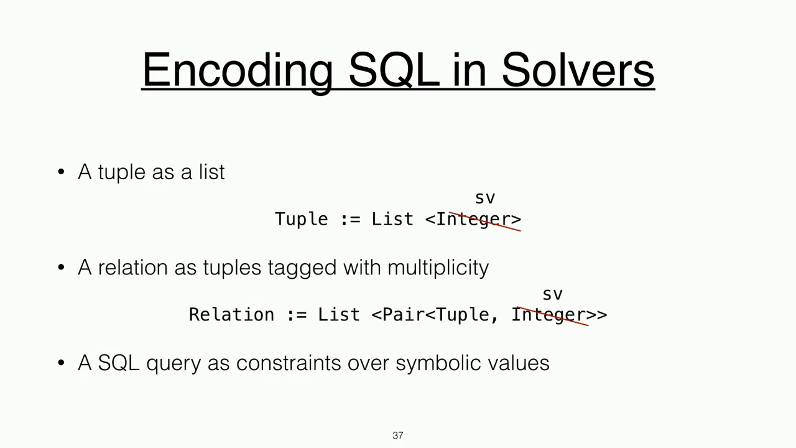And a SQL query is basically encoded as a constraint over symbolic values. So essentially, the integer here is not a concrete integer, because the constraint solver basically works in a reverse way. It tries to find what the concrete assignment of this symbolic variable is, right?